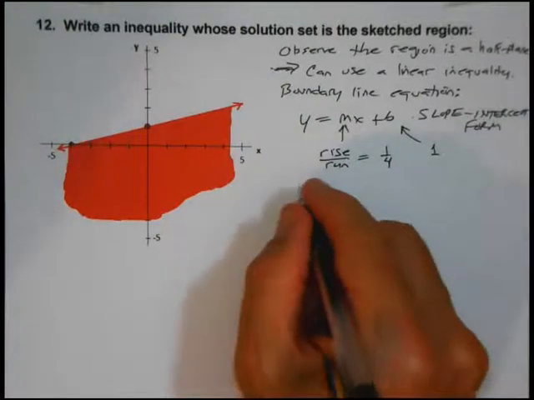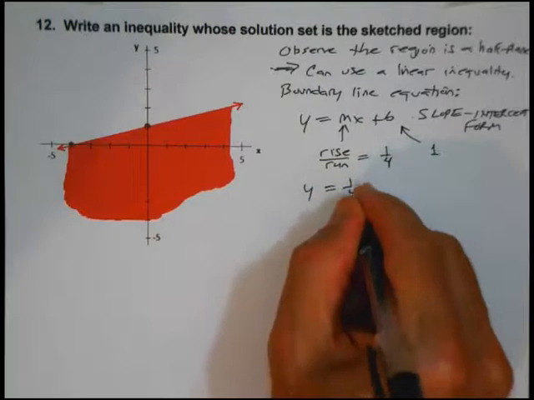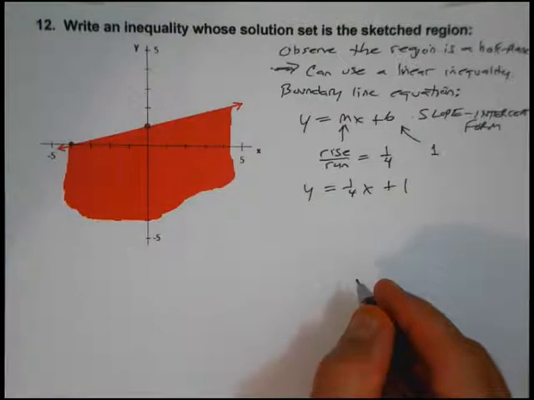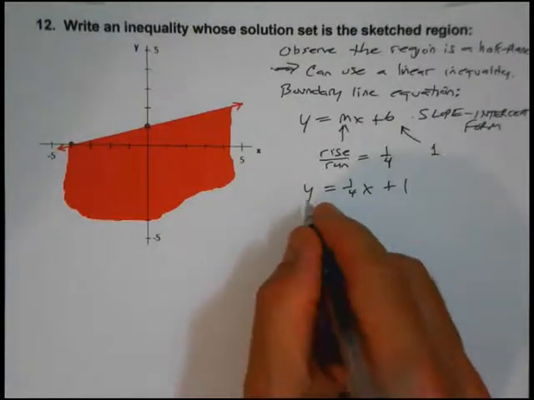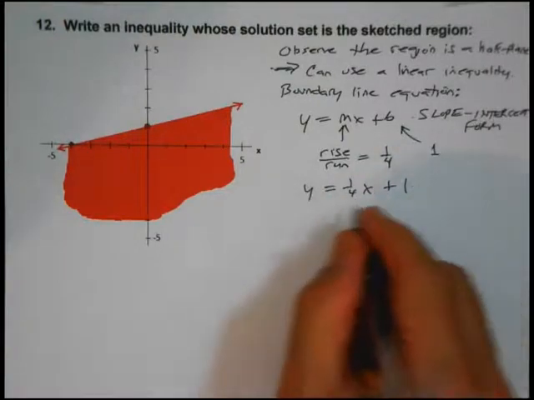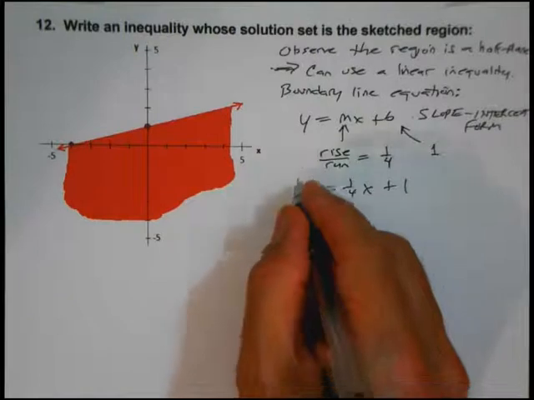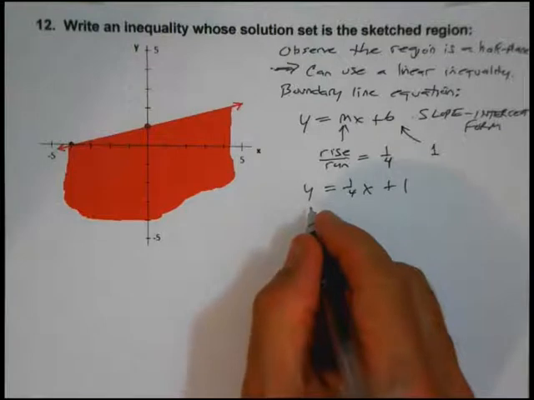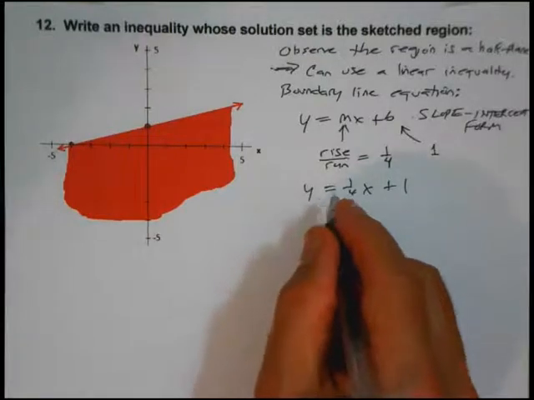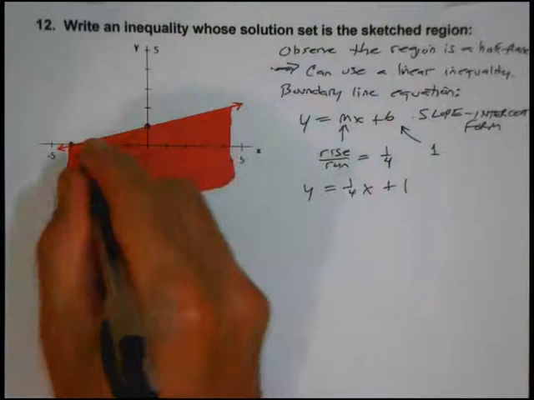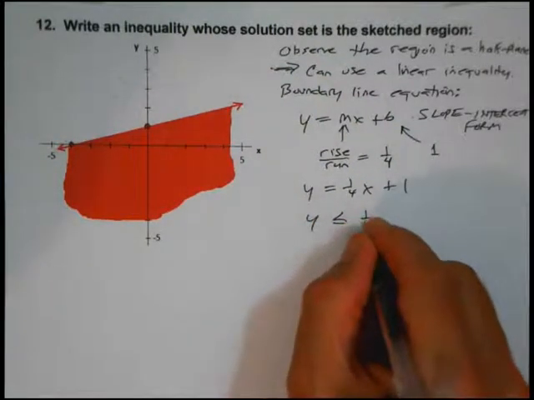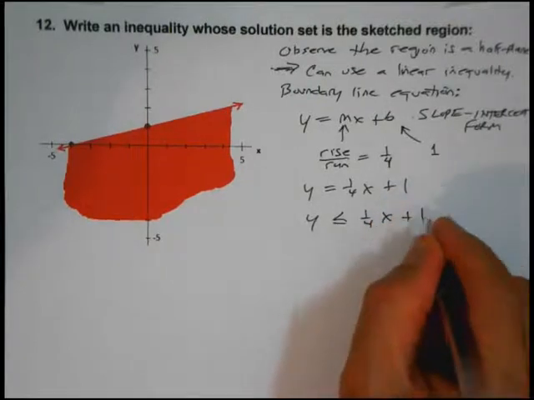Okay, let's put this all together. y equals 1/4 x plus 1 is our boundary line. Now, since we have this boundary line in the form of y solved for, y equals some f of x, we can think in terms of, do we want above or below the line? Here we want below the line, and this means we want our y to be less than or equal to, because the boundary line is solid, finally giving us y less than or equal to 1/4 x plus 1.